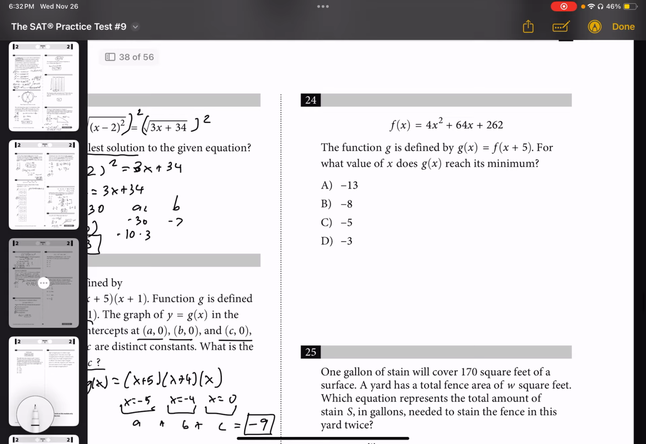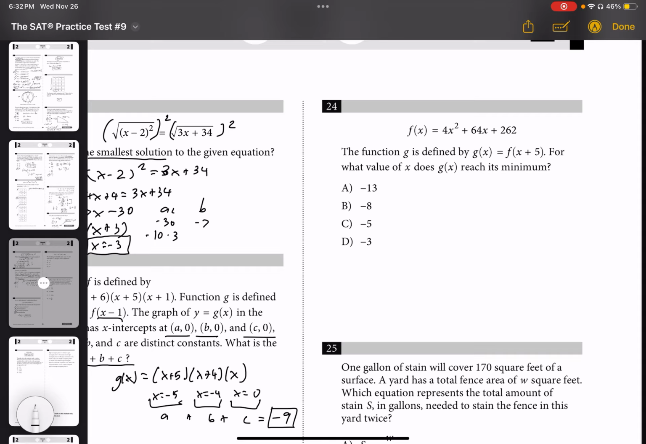Question 24 now. The function g is defined by g of x is equal to f of x plus 5. For what value of x does g of x reach its minimum? So let's look at our function up here. We're having to construct another function g of x now. So if we know g of x is equal to f of x plus 5, we're going to plug in x plus 5 for each value. So we have 4 times x plus 5 squared plus 64 times x plus 5 plus 262.